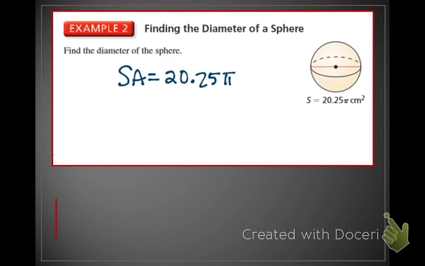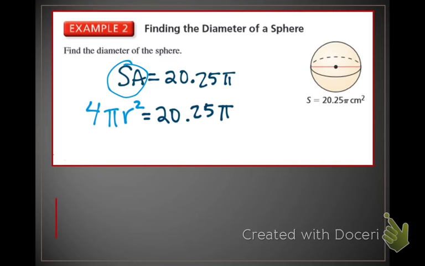20.25 pi. Instead of writing surface area, we're going to plug in the surface area formula, which was 4 pi r squared. Because if we found the radius, we can very easily find the diameter. So we are going to look at this left side. The left side, we have 4 times pi times r squared. So the opposite of multiplying by 4 pi is dividing by 4 pi. So then r squared is all that's left on the left side.